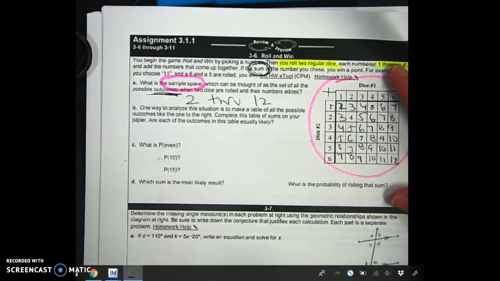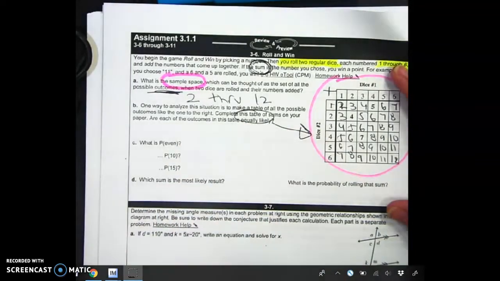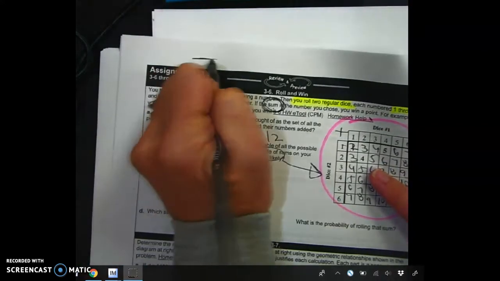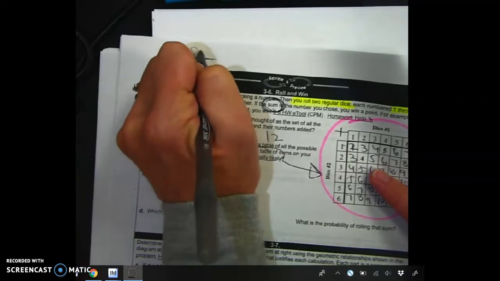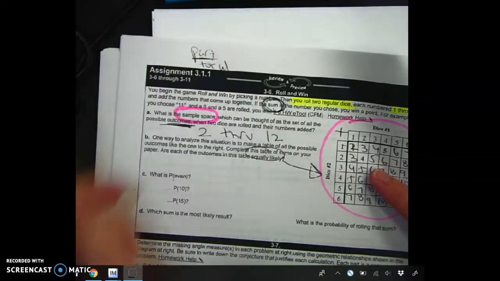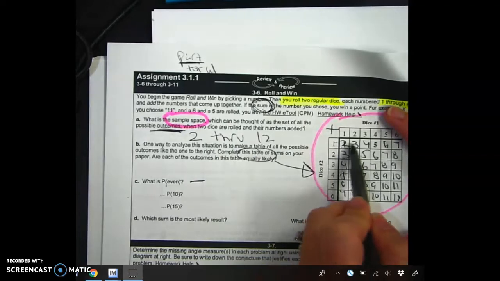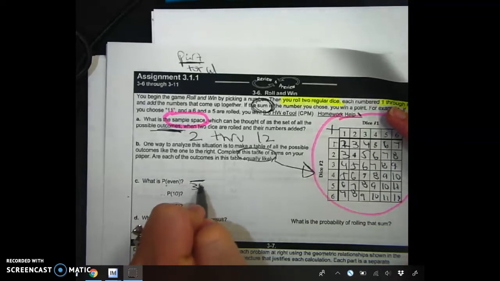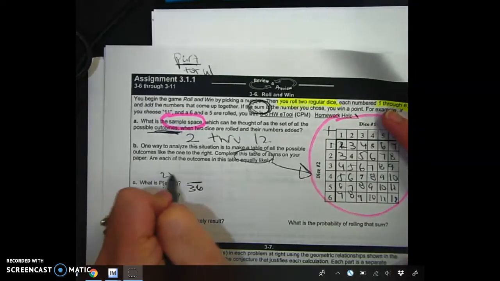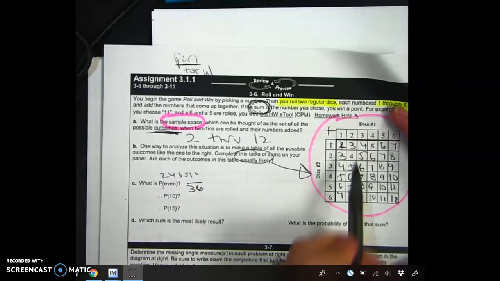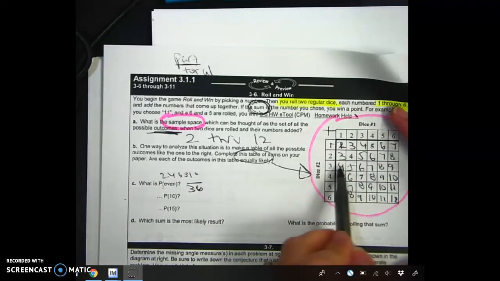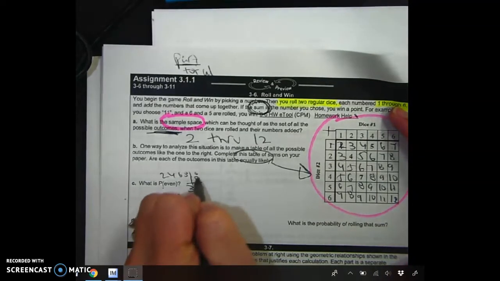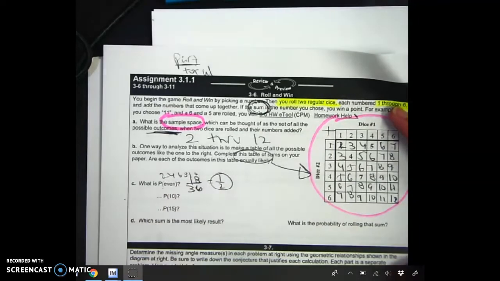Okay, so it looks like they want to complete the table. I already did that. What's the probability that your answer is even? So remember what probability is. Probability means it's going to be a fraction. So it's the part over the total. So even numbers, well, let's count. There's 1, 2, 3, 4, 5, 6 by 1, 2, 3, 4, 5, 6. 6 times 6 is 36. So that's the total. All right, even numbers are 2, 4, 6, 8, 10. So that's half of them. 1, 2, 3, 4, 5, 6, 7, 8, 9, 10, 11, 12, 13, 14, 15, 16, 17, 18. So 18 over 36 simplifies to 1/2.